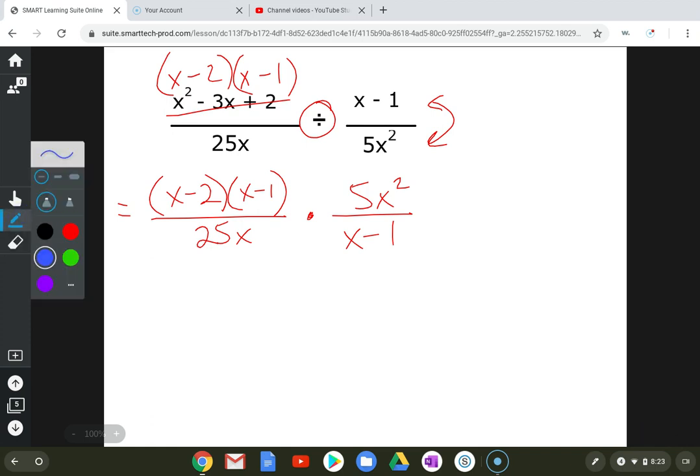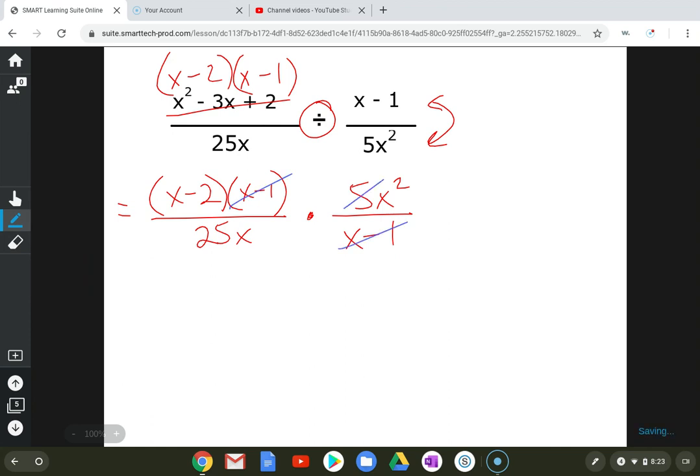Now we can start canceling. So what do I see in common? X minus 1's, goodbye. I can cancel a 5 with this 25, and there are 5 left. I can cancel one of my x's. I have an x, and I have an x squared. So now one of these x's goes away, so I just get rid of that squared part here.